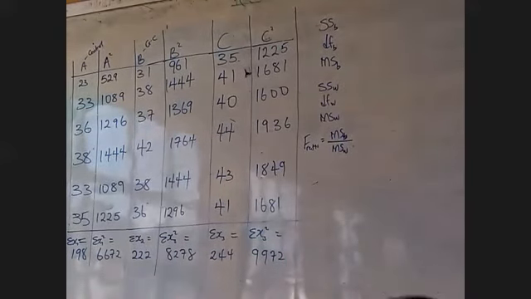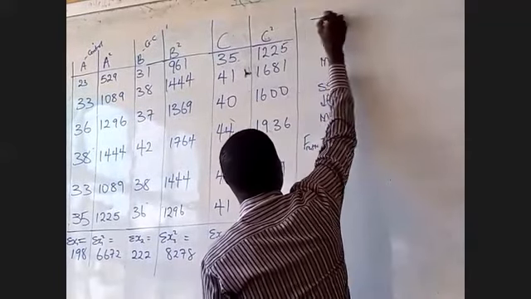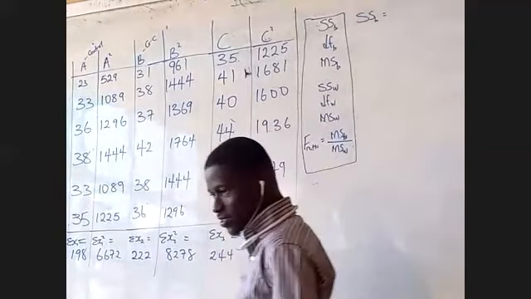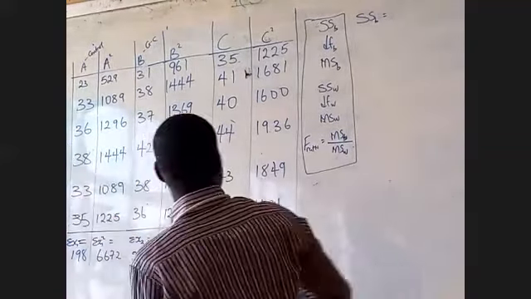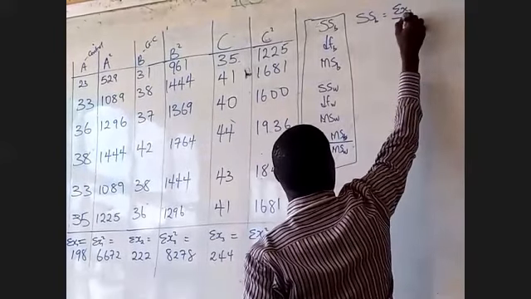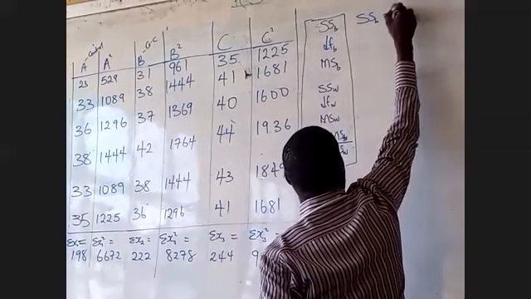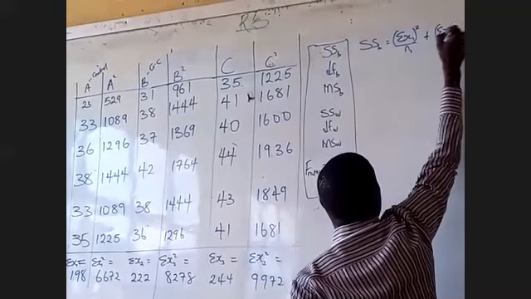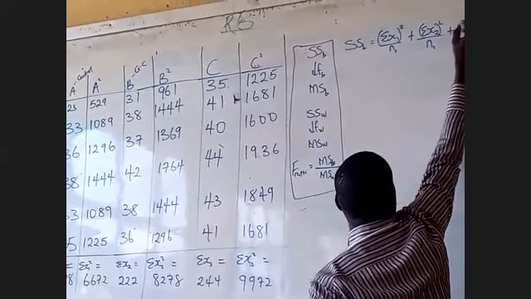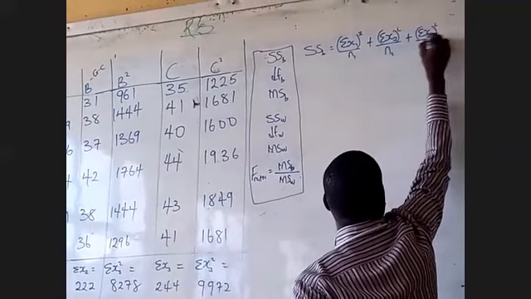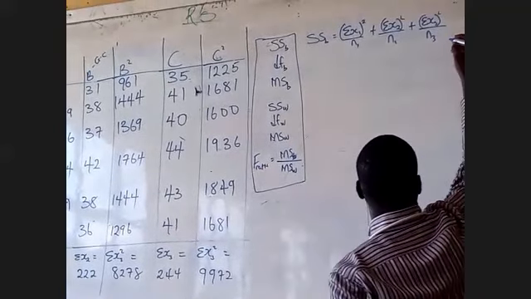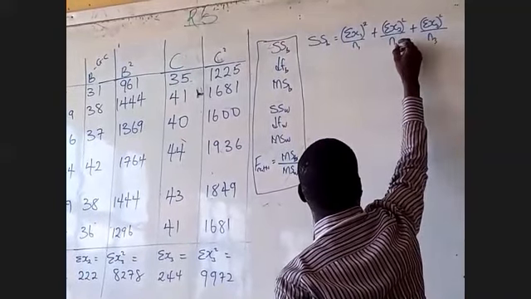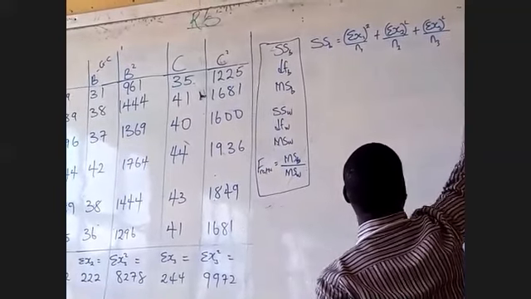So now let's bring out the formula for SSB. The formula for SSB is summation x1 square over n1, plus summation x2 square over n2, plus summation x3 square over n3. Is it clear now?